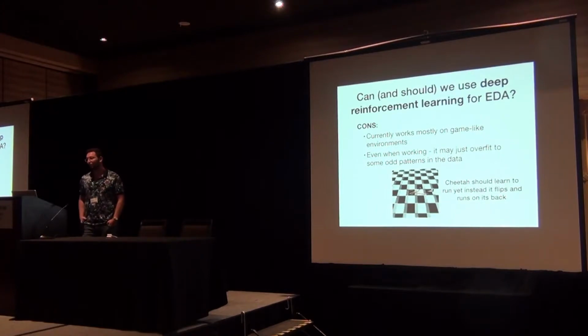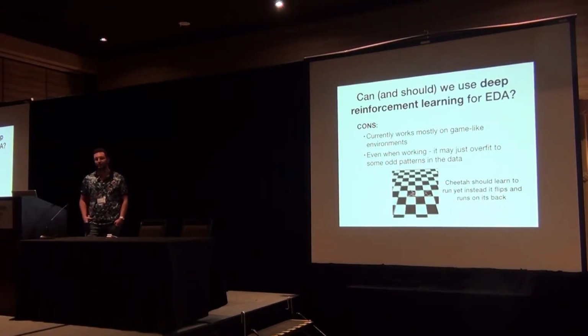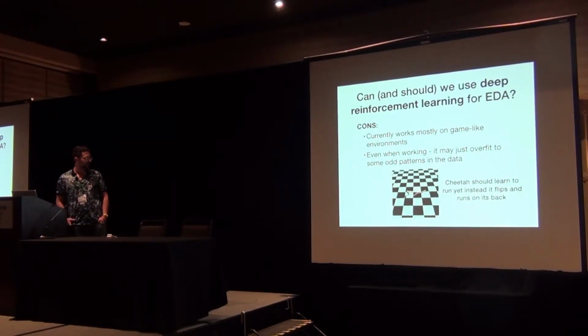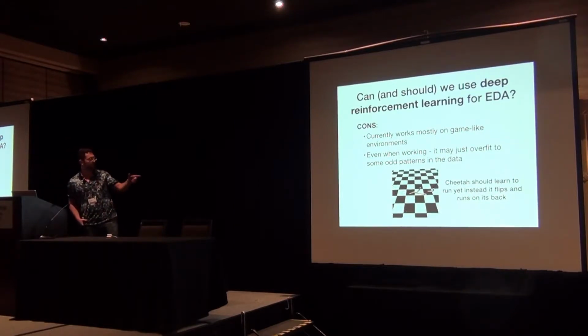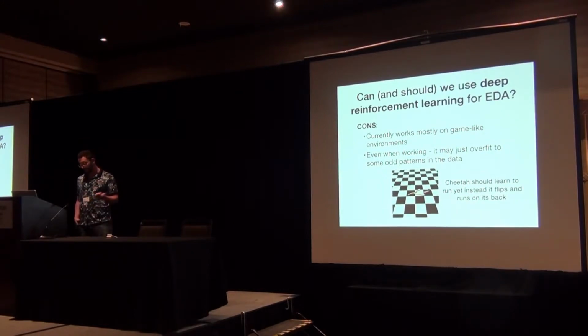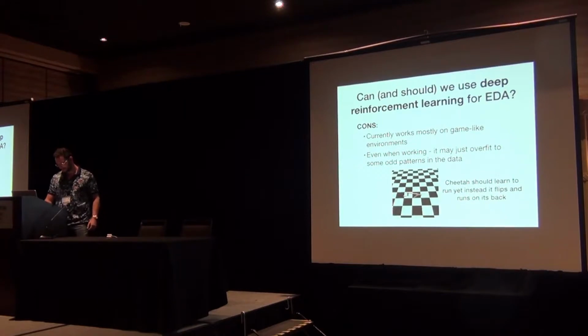Mainly that it currently works mostly on game-like environments, so there are not so many production systems that use deep reinforcement learning yet. And sometimes, even when it does work, it may just overfit to some weird patterns in the data, like this poor cheetah here that was supposed to learn how to run, and instead it flips on its back and tries to awkwardly move in the space.